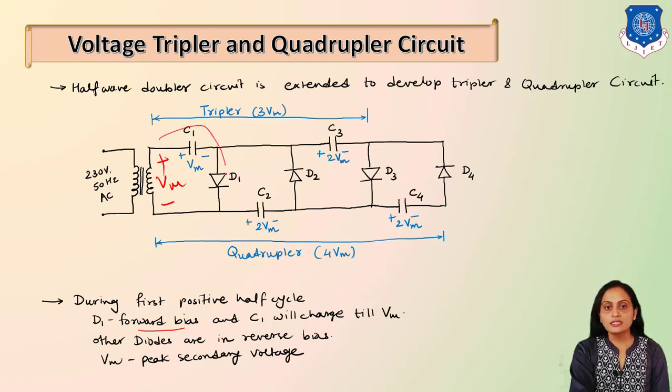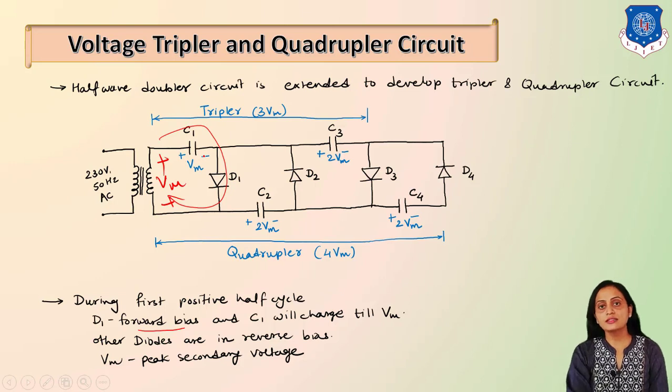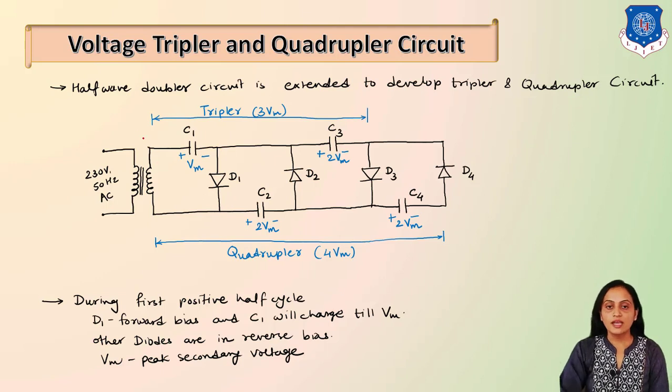And due to that this capacitor will start charging through D1, and the charge on the plates of the capacitor is plus minus Vm. This is just like the half wave voltage doubler circuit, and capacitor C1 will charge in the first positive half cycle. Now after completion of this positive half cycle, what happens?